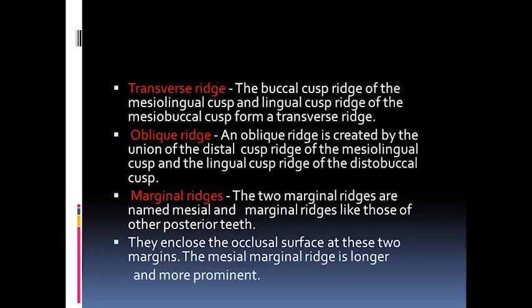Now the marginal ridges. The two marginal ridges are named mesial and distal marginal ridges, like those of other posterior teeth. They enclose the occlusal surface at these two margins. The mesial marginal ridge is longer and more prominent.